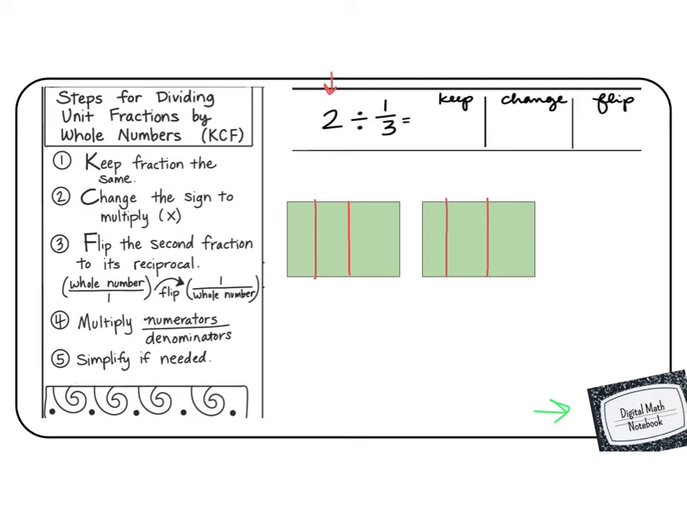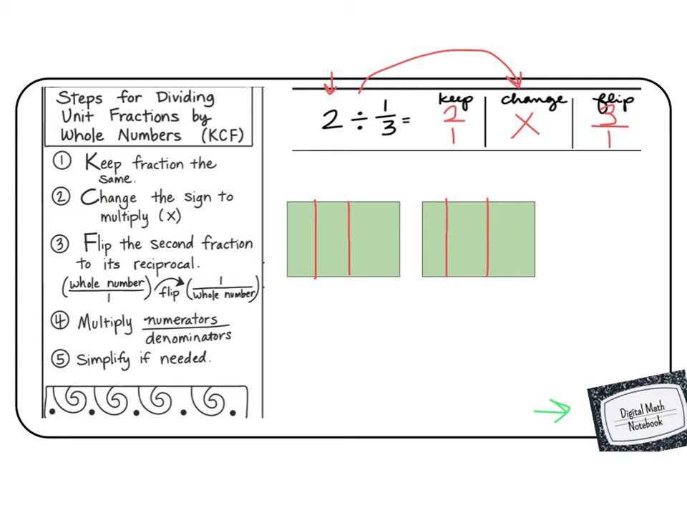So let's look at that with math. Our first thing is to keep, but we're going to make it into a fraction. Then we're going to change. So we're going to change division to multiplication. Then we're going to flip it upside down. So when we flip, we're going to take the 3 back to the top and the 1 to the bottom. Keep, change, flip it upside down.